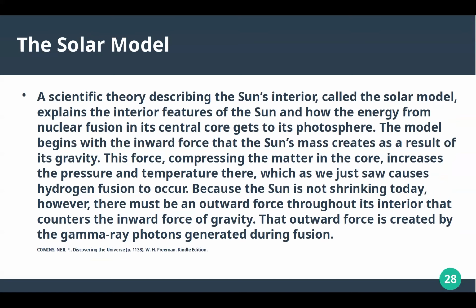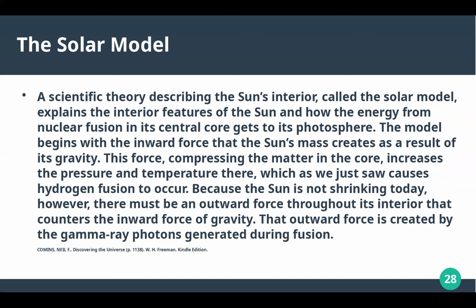A scientific theory describing the sun's interior, called the solar model, explains the interior features of the sun and how the energy from nuclear fusion at its core gets to its photosphere. The model begins with the inward force that the sun's mass creates as a result of its gravity. The force compressing the matter in the core increases the pressure and temperature there, which, as we just saw, causes hydrogen fusion to occur.